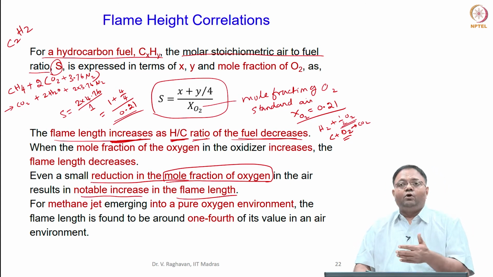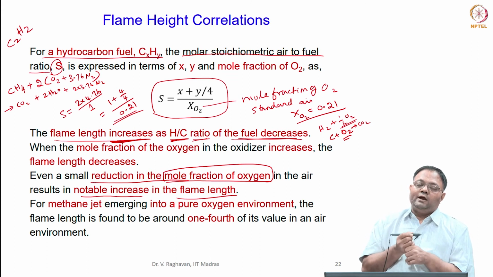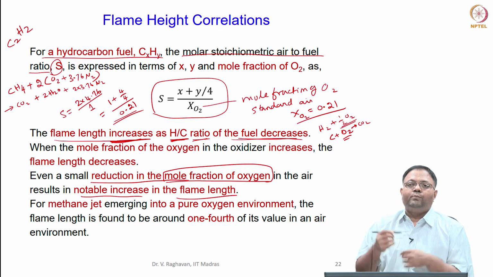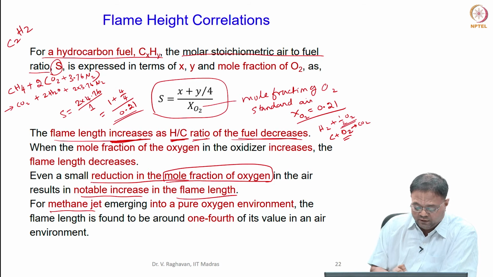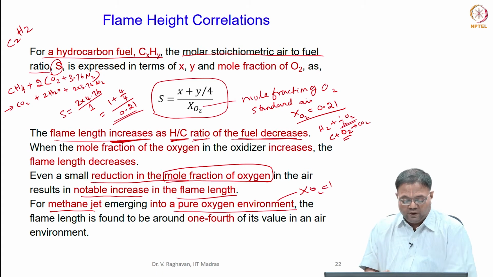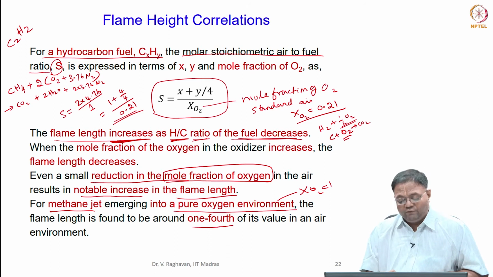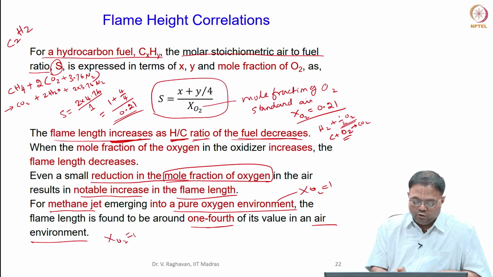On the other hand, as I told before, if I enrich the combustion because I want a higher temperature, and so I increase the oxygen mole fraction from 0.21 to say 0.3, then there is a reduction. Okay, so we can see that for a methane fuel, if I use pure oxygen, that is XO2 equal to 1, then the flame length is reduced to about 1/4 of the value, for a given flow rate. Obviously 1/4 of the value that was observed in the air environment, that is, where XO2 equal to 0.21.